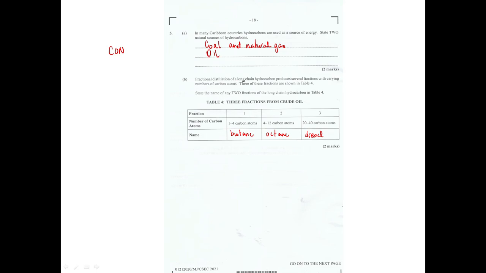Then there's a fractional distillation of long chain hydrocarbons that produces several fractions with varying numbers of carbon atoms. 3 of these fractions are shown in table 4. So state the name of any 2 fractions of the long chain hydrocarbons. So they have between 1 and 4 carbon atoms. Fractions 1 and 2 are easy because we learn how to name long chain hydrocarbons up until, let's say, 10 carbons or even 12, dodecane. Anyway, some of us just learn up to 8. So this was fine. So we have butane here, octane.